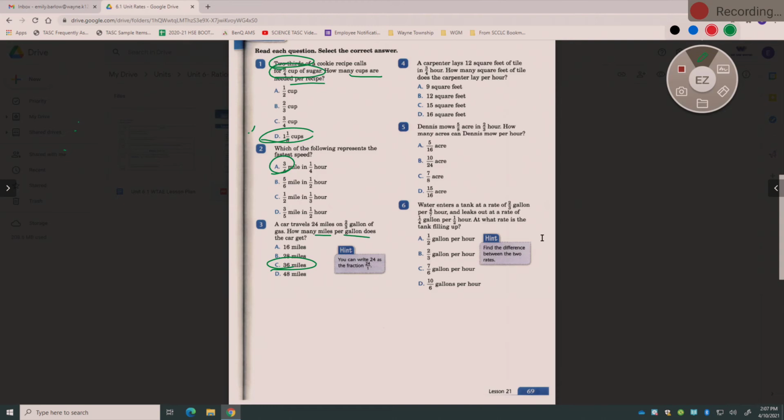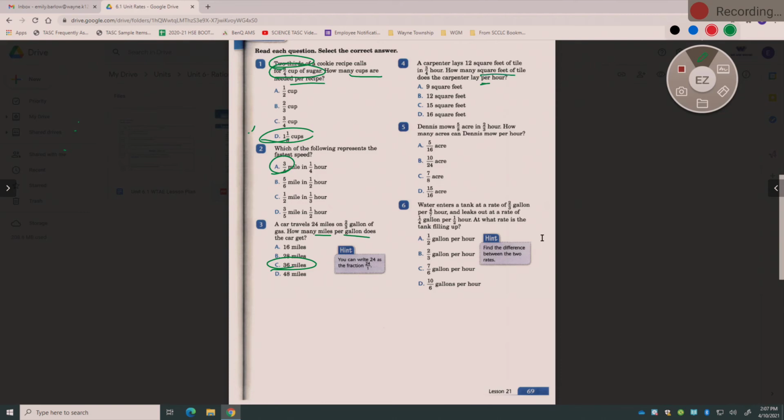I'm looking to see if anything looks different. No, I think you can do all the rest of them with that same idea. Remember, look at your per term to find out what your fractions should be.